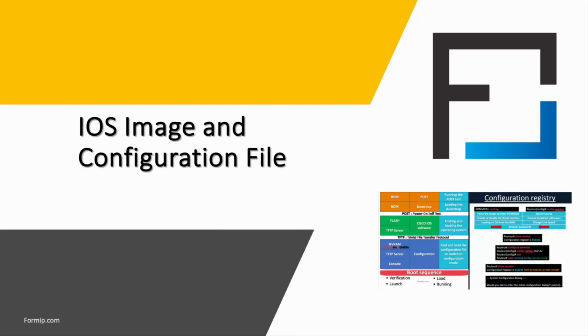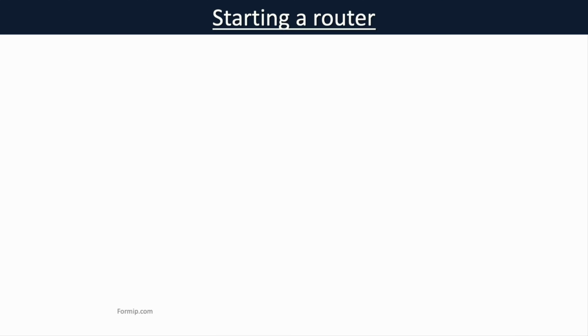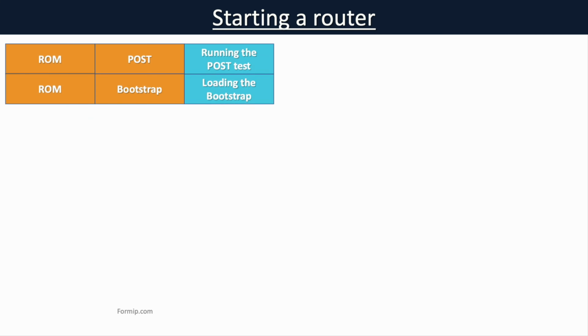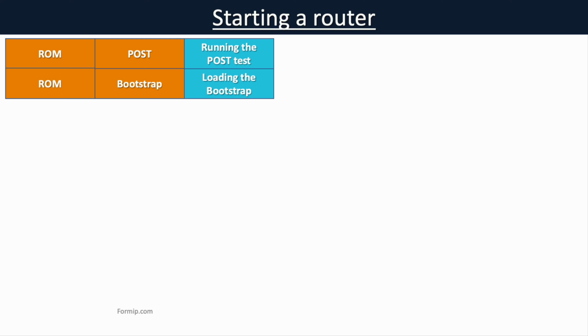IOS image and configuration file. When a router boots, it initiates a series of steps before loading the IOS and its own configuration. Understanding the startup process can help a lot to solve problems. The startup is composed of three main phases. First, it's going to start by running the POST and loading the Bootstrap.